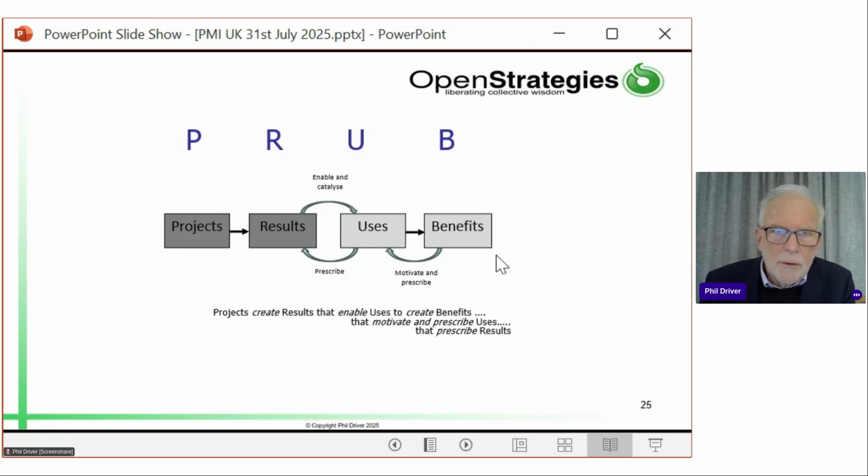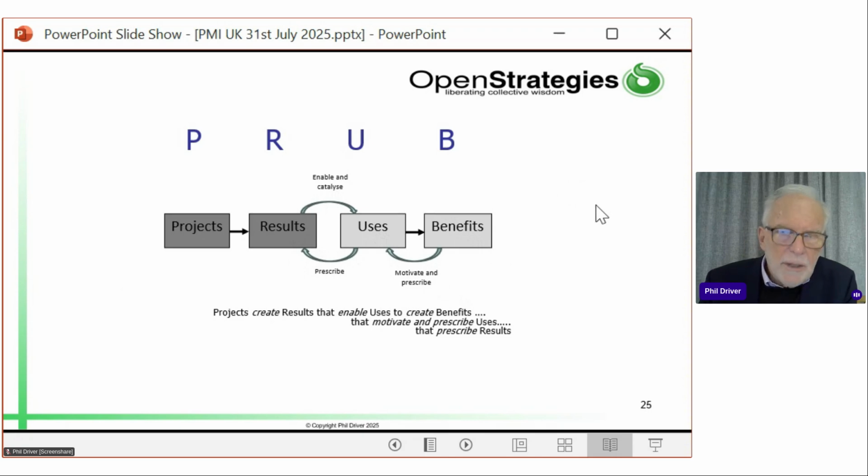That's fairly straightforward. The benefits motivate and even prescribe the use. So when you know what the benefits are, you can say those benefits are needed to motivate the use, because if the users don't create benefits, then the uses won't happen. And the users prescribe the results. When we know what people want to do, that tells us what results we need to build. And I'm going to explain that as we go through this, because this is the basis of PRUB-Logic.